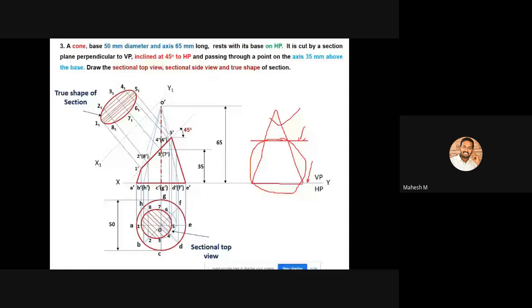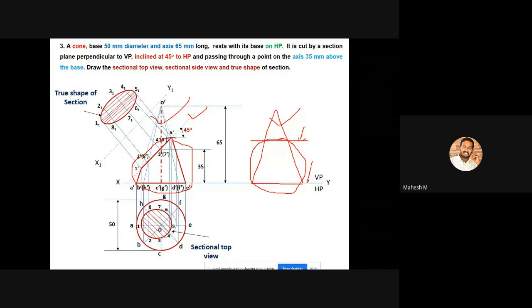A truncated solid can be generated in any kind of solid like cylinders, prisms, pyramid, and also cone. So what is meant by a truncated solid? If we create an inclined section plane like this, and remove the top portion, then the remaining portion will be called a truncated solid.